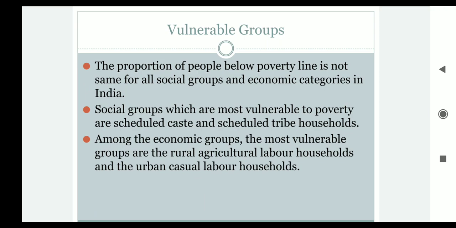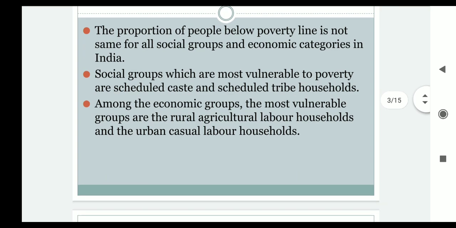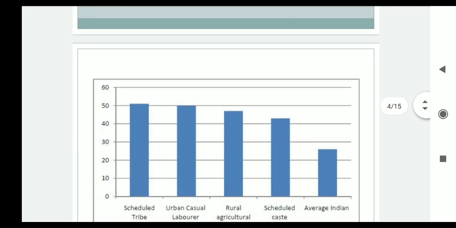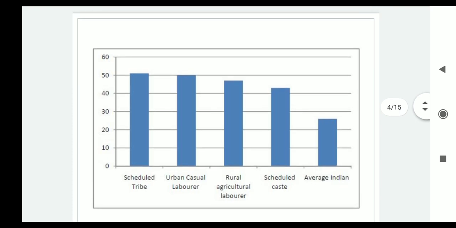Children, the proportion of poor people below the poverty line is not the same for all social groups and economic categories in India. Social groups which are most vulnerable to poverty are scheduled caste and scheduled tribe households. Among the economic groups, the most vulnerable are the rural agricultural labor households and the urban casual labor households. The graph in the slide shows the percentage of poor people in various social and economic groups.